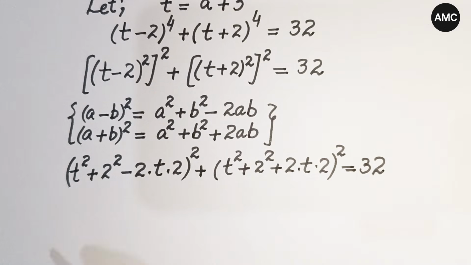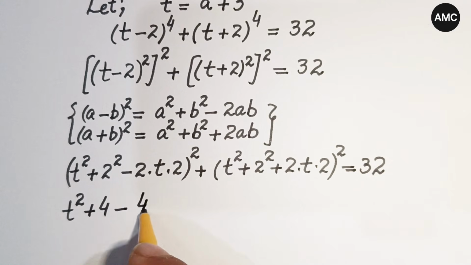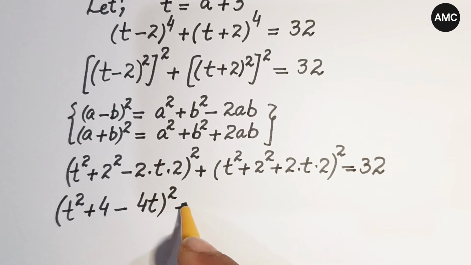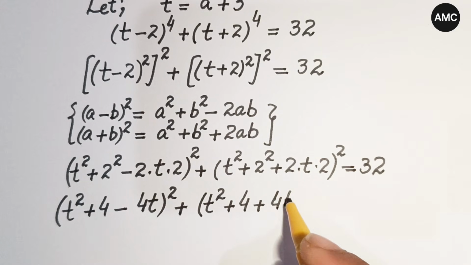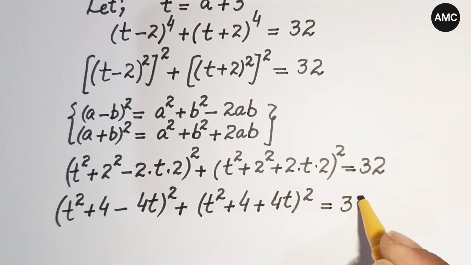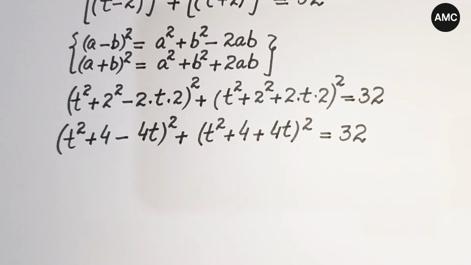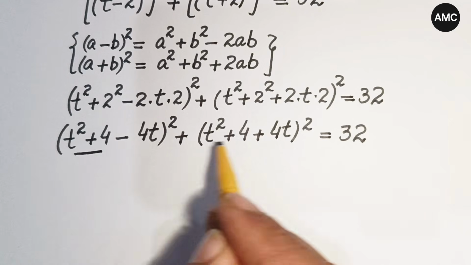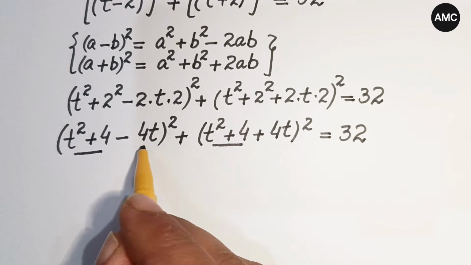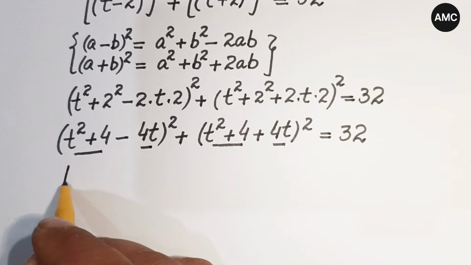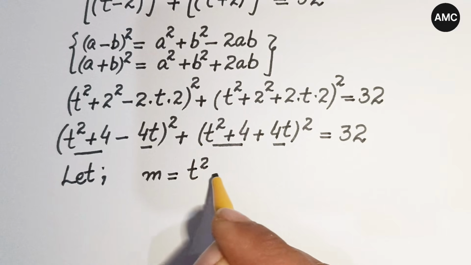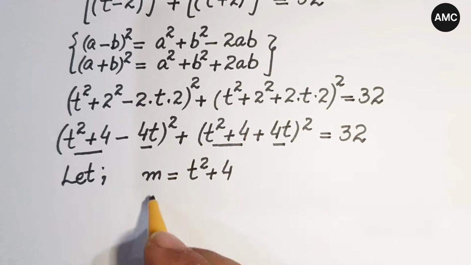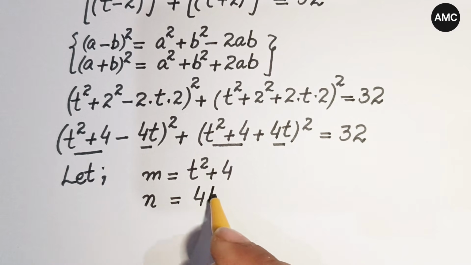Now our next step will be (t^2 + 4 - 4t)^2, since 2 squared is 4 and 2 times 2 times t is 4t. Similarly, (t^2 + 4 + 4t)^2 is equal to 32. Now here we have t squared plus 4, and it is also t squared plus 4. Similarly, here it is 4t and it is 4t. So let us suppose that t squared plus 4 is equal to m, so m is equal to t squared plus 4. Similarly, 4t is equal to n.